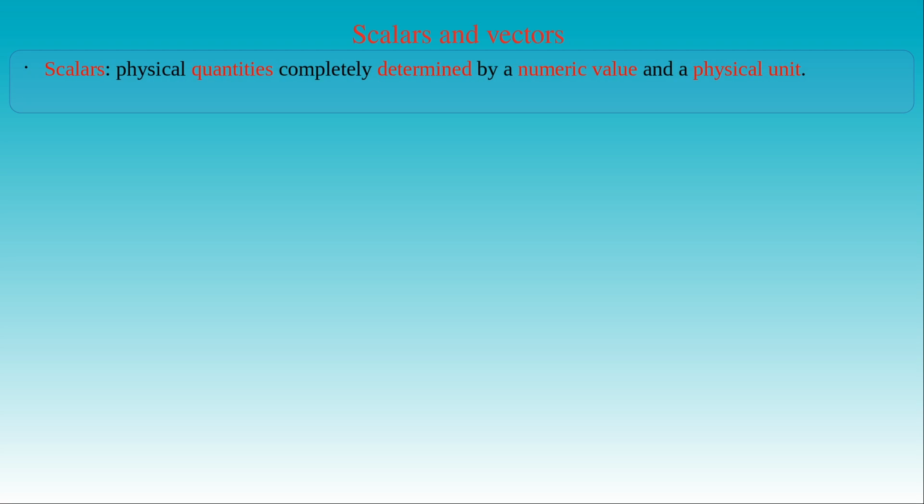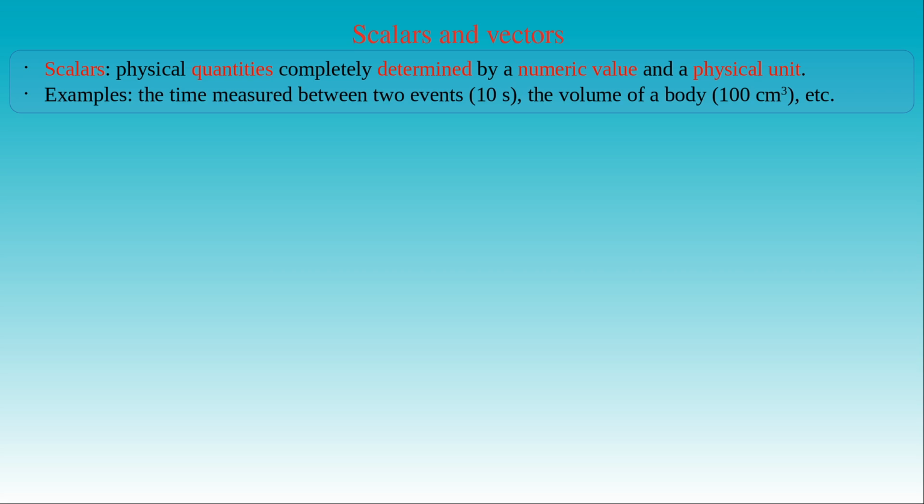In order to study kinematics, we need some basic mathematical and geometrical notions related to the quantities which can describe the motion of the point-like bodies. These notions are the scalar and the vector. Those physical quantities, which are completely determined by a numeric value and a physical unit, can be described with scalars. Typical examples are the time measured between two events, let's say 10 seconds, and the volume of a body, let's say 100 cubic centimeters. But in kinematics we also need another type of quantity, called vector.